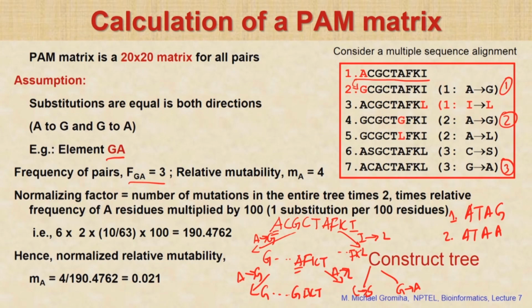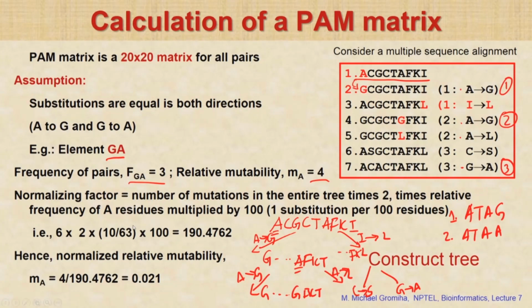What is the relative mutability MA? How many times is A mutated? 1, 2, 3, 4. So this is equal to 4. Here the normalizing factor is the number of mutations in the entire tree multiplied by 2, times the relative frequency of A residues, multiplied by 100. So this is the total number of mutations in the entire tree. How many mutations? 6 mutations in the entire tree, multiplied by 2, then times the relative frequency of A.